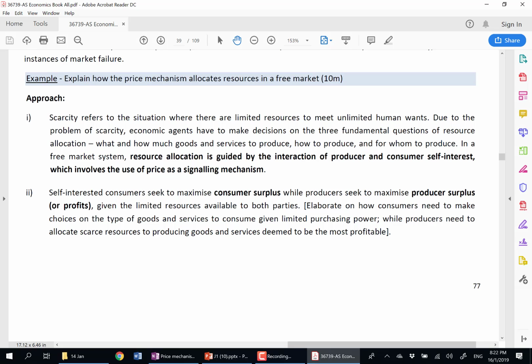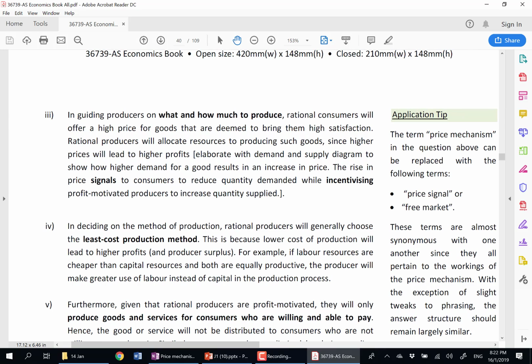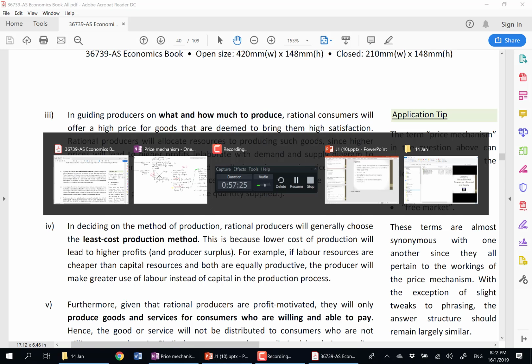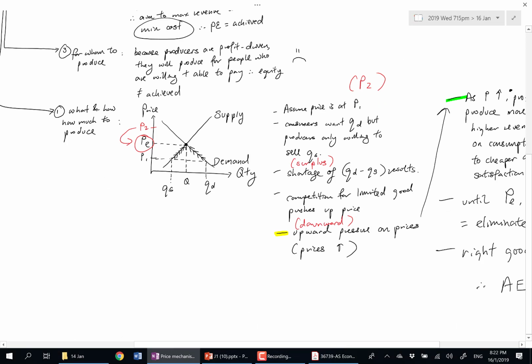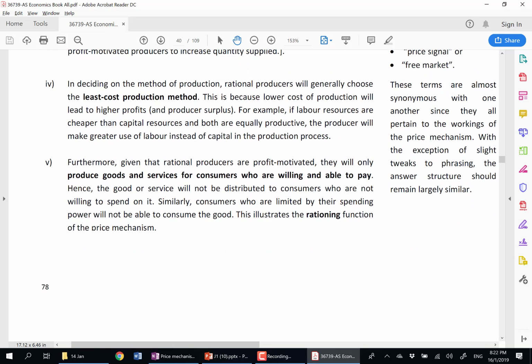There are some technical terms here, don't worry so much about it. You'll probably see this next week: consumer and producer surplus. In the following page, under what and how much to produce, I said to talk about how rational producers will produce goods with a higher price, and to elaborate with a demand and supply diagram. We have already seen the demand and supply diagram here. Then, how to produce? Rational producers will choose the least cost method. Finally, they will only produce for those who are willing and able to pay. And this is the one technical term, rationing function.